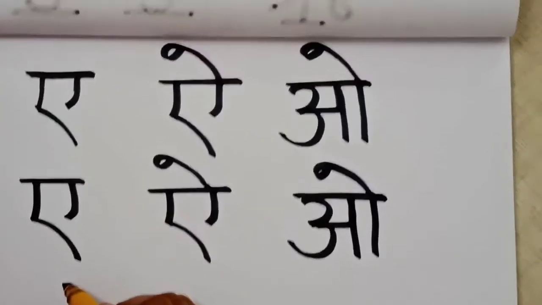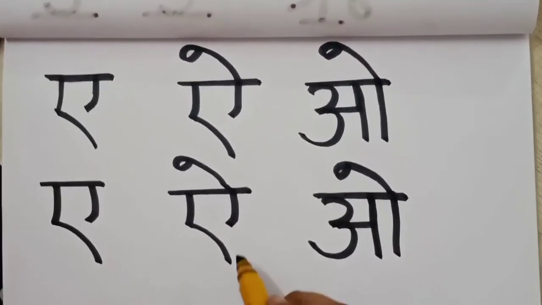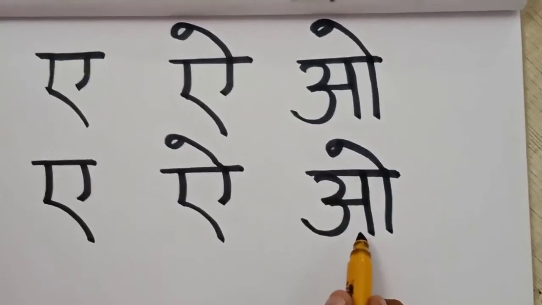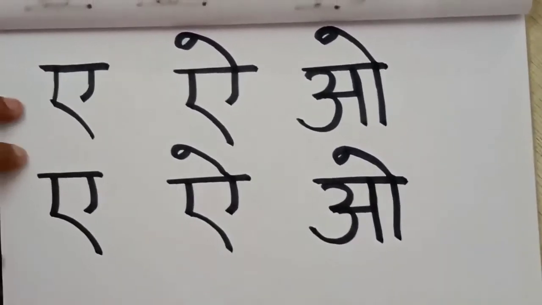A say Ek. A say Anak. O say Okhali. The next letter is letter Au. Let's see how to write it. Letter Au. It's also similar to letter O. Only a little bit of difference is there.